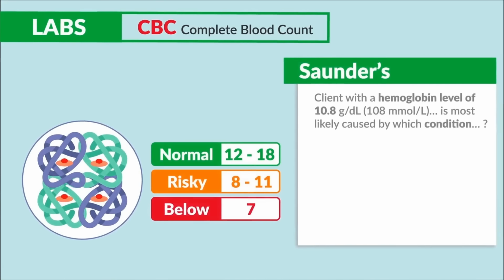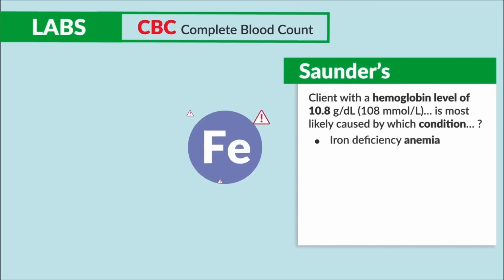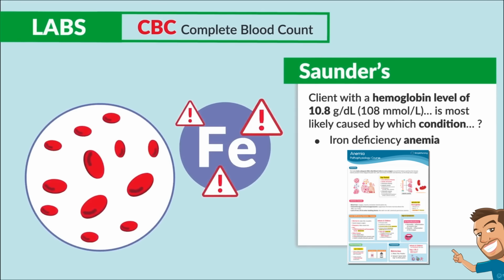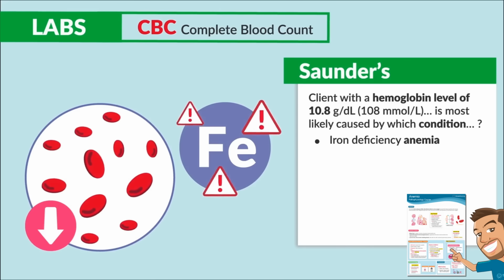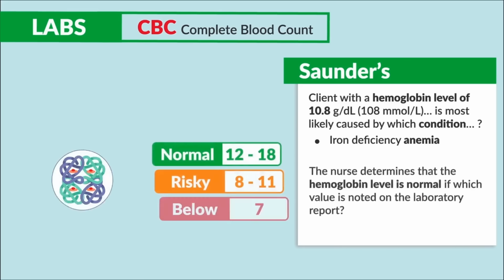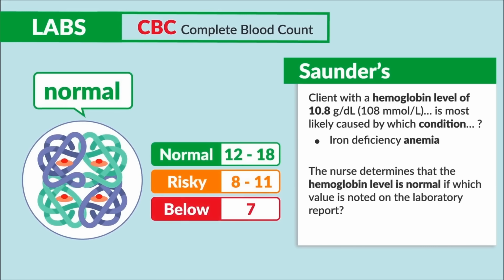So Saunders mentions, the client with a hemoglobin of 10.8 is most likely caused by which condition? Iron deficiency anemia. The key term there is anemia, basically meaning low blood counts. And another question: the nurse determines that the hemoglobin level is normal if which value is noted on the laboratory report? And the answer is 14.